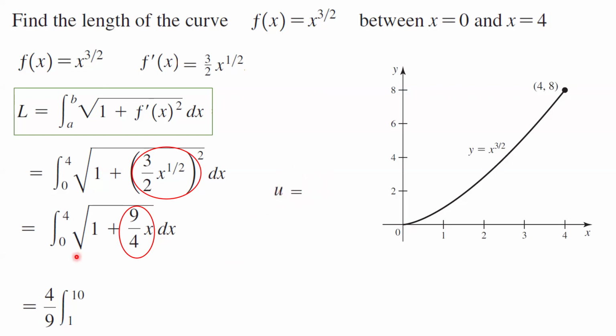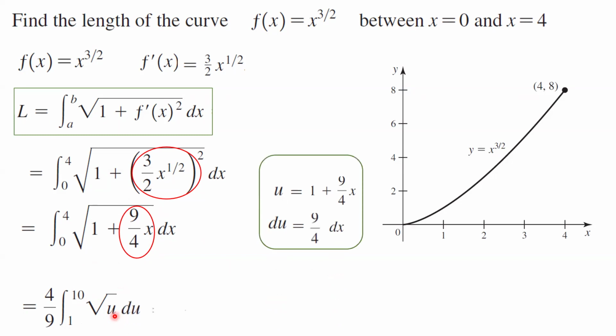Remember that since you have a quantity inside your square root, you can use u-substitution. u is 1 plus 9/4 x. So this quantity is square root of u. And for dx, du is equal to 9/4 dx. So dx is du times 4/9. So again, wherever you see dx, you're going to use 4/9 du. That's how you end up with this 4/9.